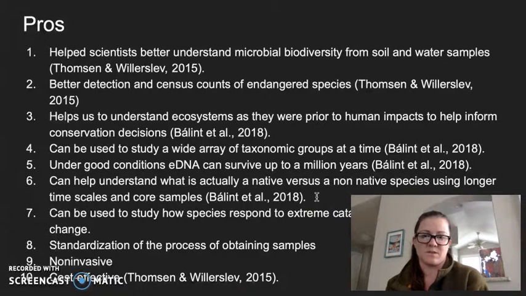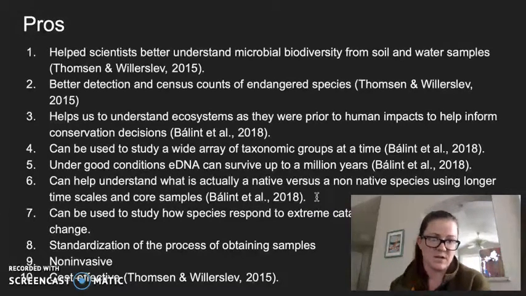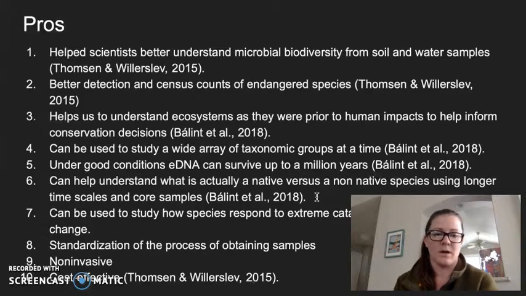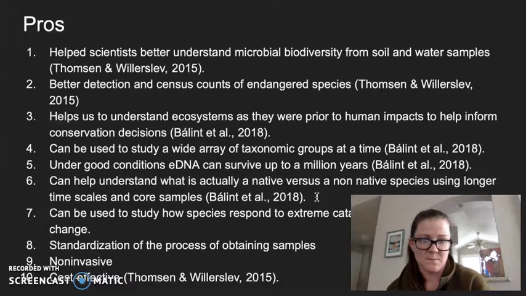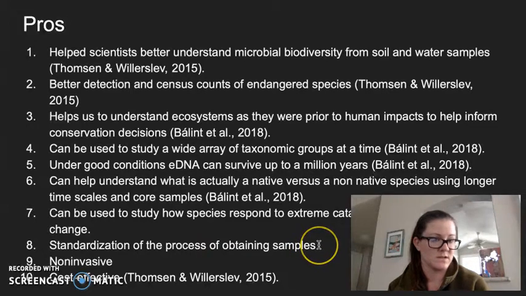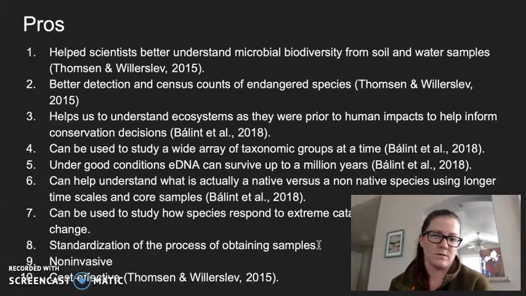So using longer time scales and core samples, really understanding, how did things get here? When did they get here for certain invasive species? Can be used to study how species respond to extreme catastrophes, environmental change, and lastly, how standardized the process is. So it's pretty well documented how to do this in a proactive way.